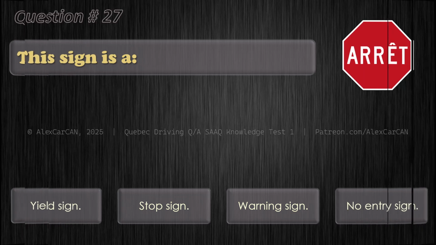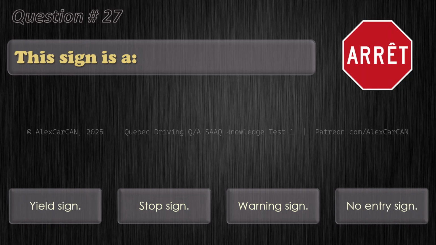Question number 27. This sign is a yield sign, stop sign, warning sign, no entry sign. The correct answer is stop sign.